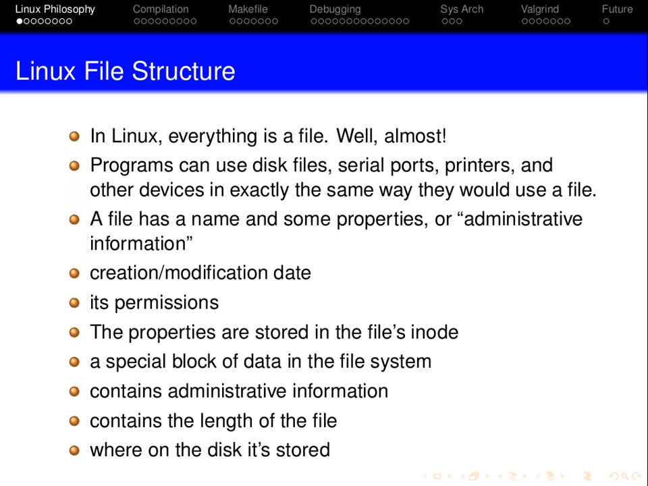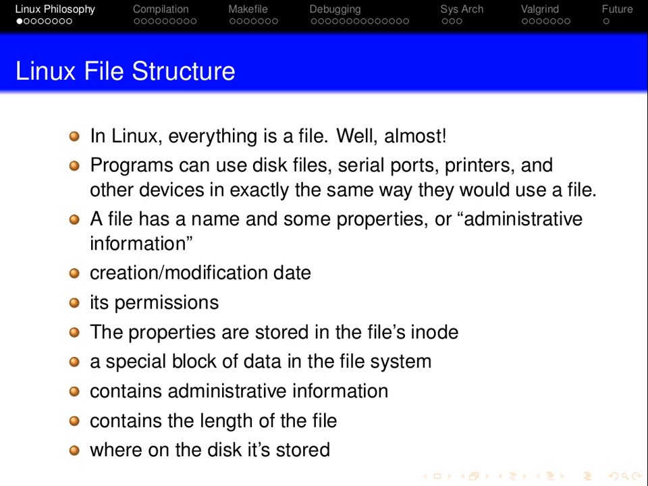So first off, quick Linux philosophy: everything is a file. Well, they try and make everything a file. It's not quite that case, but pretty much everything is a file. Programs can use disk files, serial ports, printers, other devices the same way they would use a file. AKA, if you want to write to the screen, you just open up a file. If you want to try and do communication over the network, you open up a file. Everything's a file.